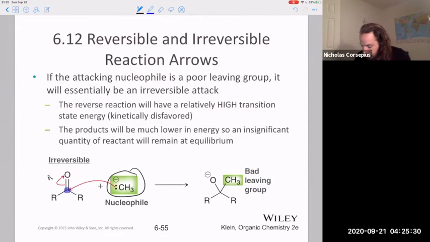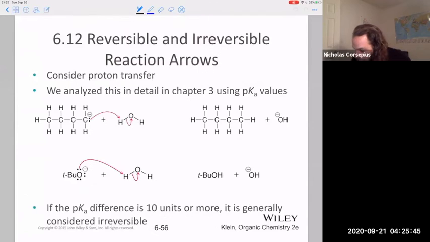But this guy right here is a ridiculously strong base, so it's going to be a terrible leaving group, right? So this would be an example of a nucleophilic attack that is irreversible. When it comes to pKa value, when it comes to acid-base reactions, that covers leaving groups and nucleophilic attack type steps, right? That's your consideration for those.